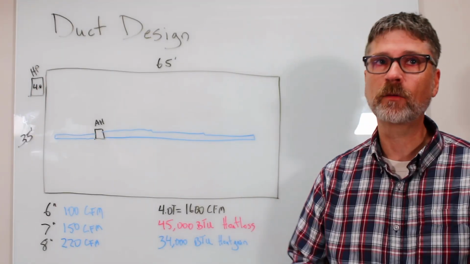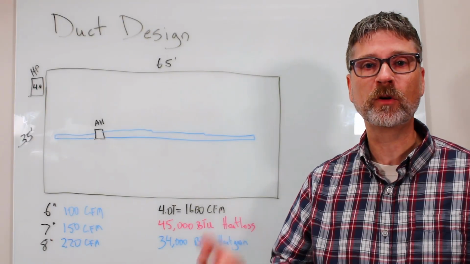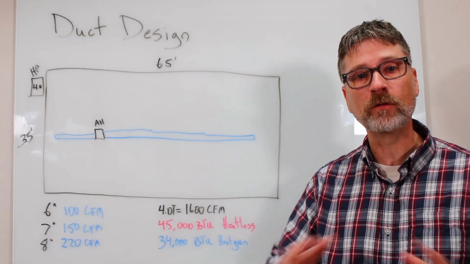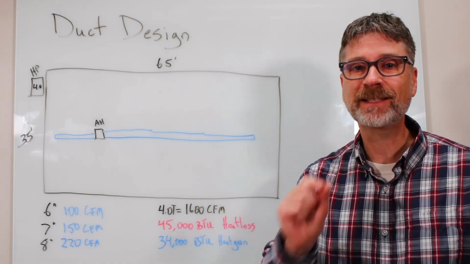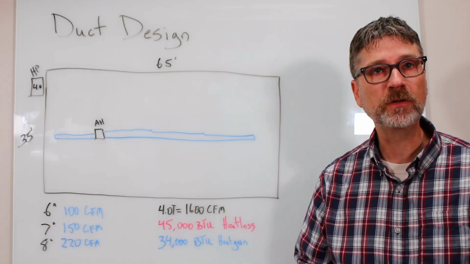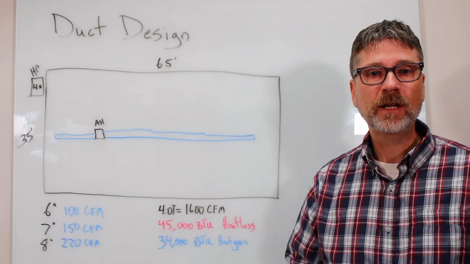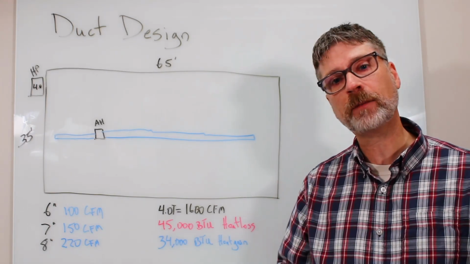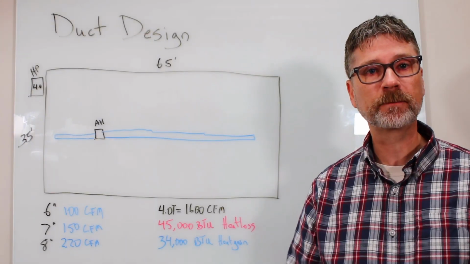But first, let's start with some definitions. CFM stands for cubic feet per minute. It's a measurement of air volume. FPM stands for feet per minute. That's a measure of airflow speed or velocity. BTU stands for British Thermal Unit. It's a measurement of heat content. And lastly, we'll also talk about static pressure, which is really just a measurement of friction loss in the ducts.